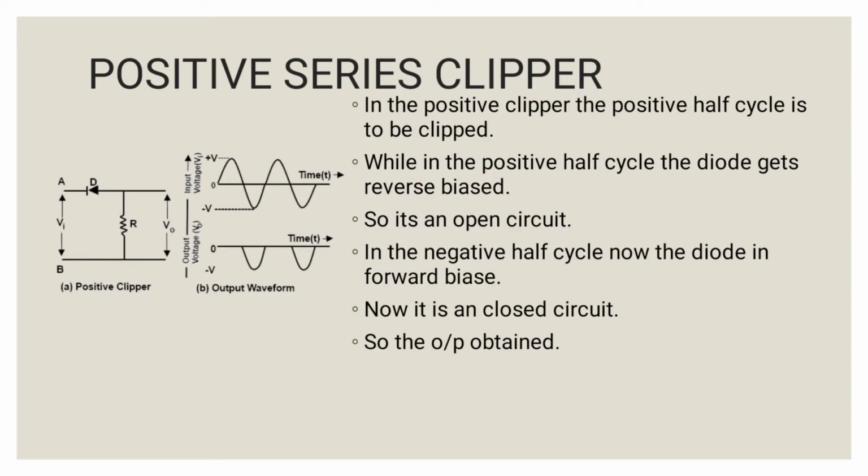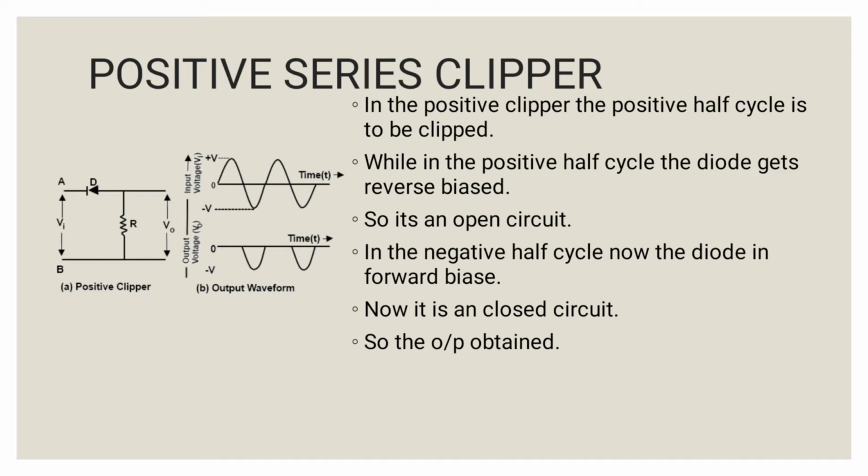In this positive series clipper circuit, the diode is connected in series with the load. The diode's anode is connected to the negative terminal and the cathode is connected to the positive terminal. Now the diode is in the reverse bias condition. When we apply the sine wave to this circuit, in the positive half cycle the diode doesn't conduct because it is in reverse bias, so it acts as an open circuit. So there is no output in the positive half cycle.